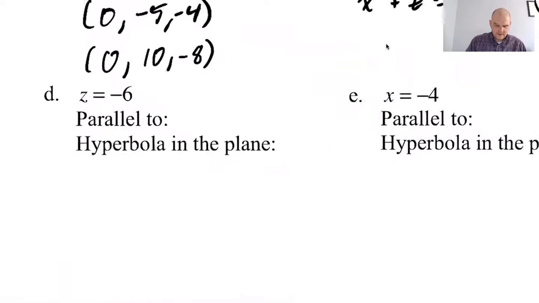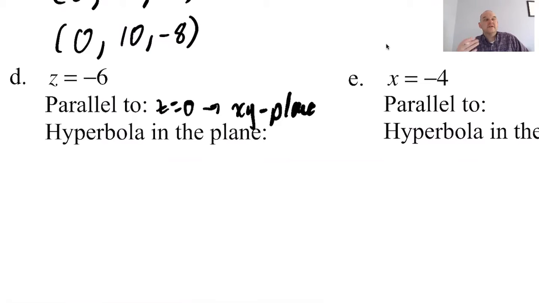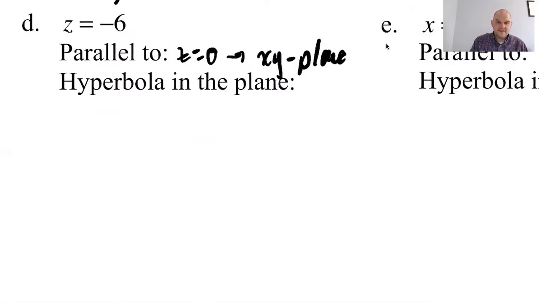Nothing new. I always go through this logical progression in my head: z equals -6 would be parallel to z equals 0, and z equals 0 is the xy plane. That's just so I can picture it, right? I want to think about what wall or floor it's parallel to, and where I go from there. So z equals -6, I have no choice about that.